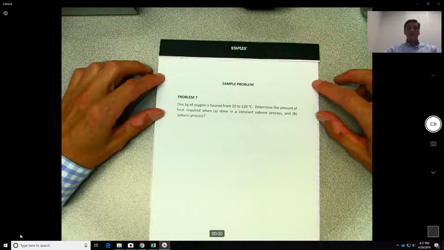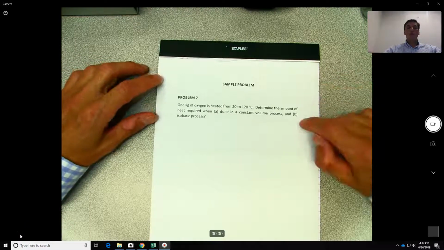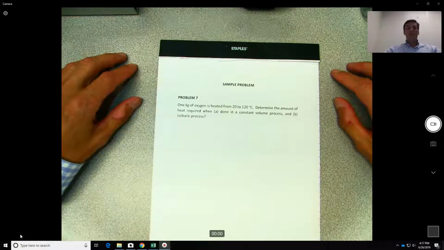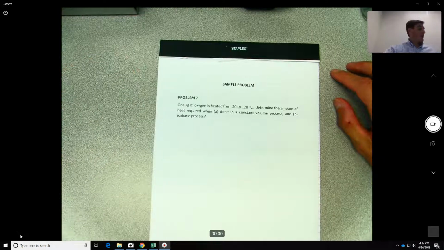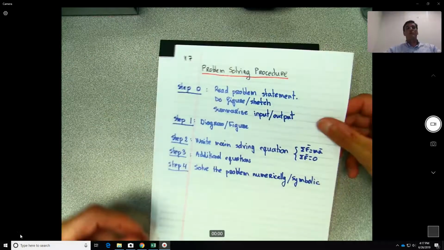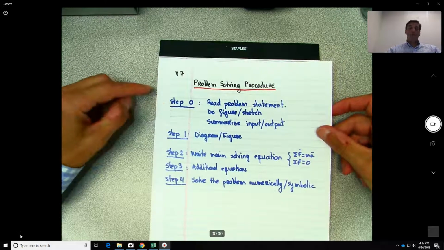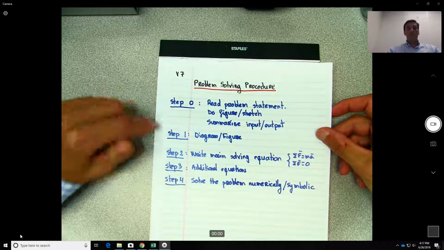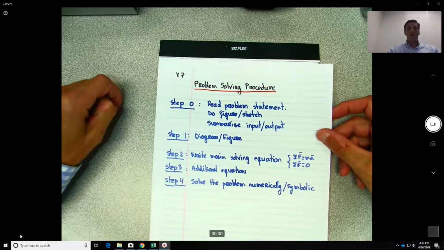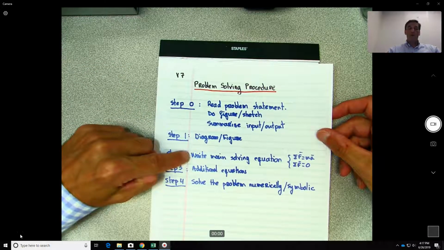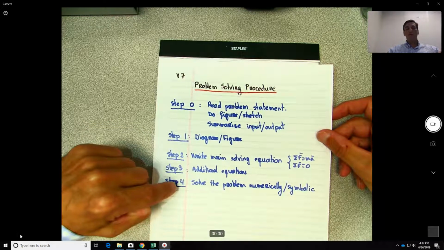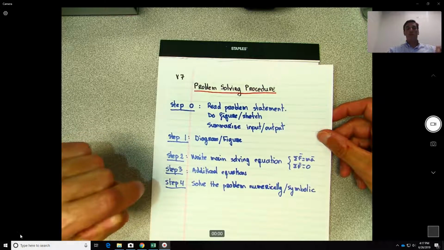Okay, so now let us solve this problem, and please pay attention because this is a very important problem for the understanding. Let me just remind you the general procedure, like I always do. Step 0, read the problem, do the input-output. Step 1, do a figure that will be used in order to write down the main equation to solve the problem. If at this step you have enough information to solve the problem, you can just go to step 4 to solve it. If you need additional equation, you go to step 3.